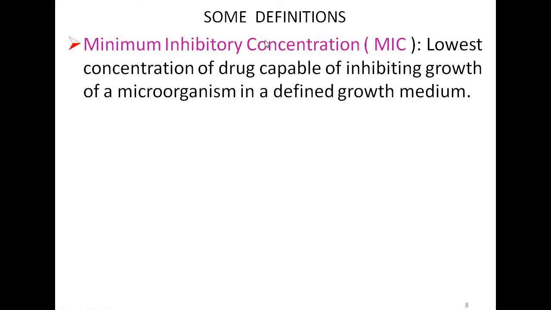The term minimum inhibitory concentration refers to the lowest concentration of the antibiotic which is capable of inhibiting growth of a microorganism in a defined growth medium. Now what do we mean by this defined growth medium? For example, Mycobacterium tuberculosis grows in Lowenstein-Jensen medium. So if I want to evaluate the minimum inhibitory concentration of an antimycobacterial drug, the Mycobacterium tuberculosis has to be grown in that specified medium.